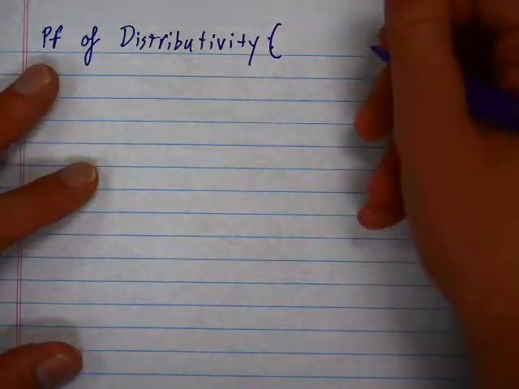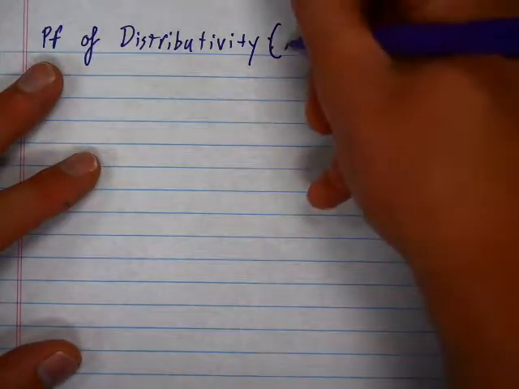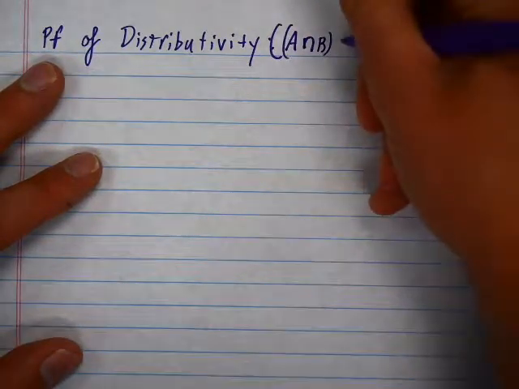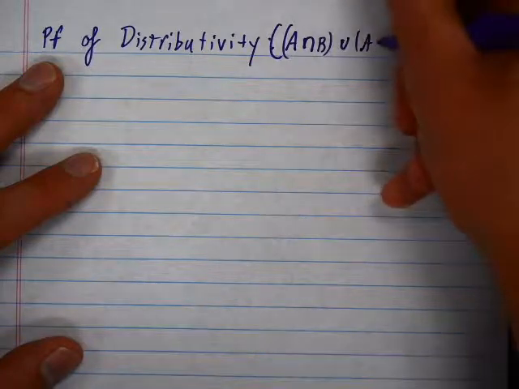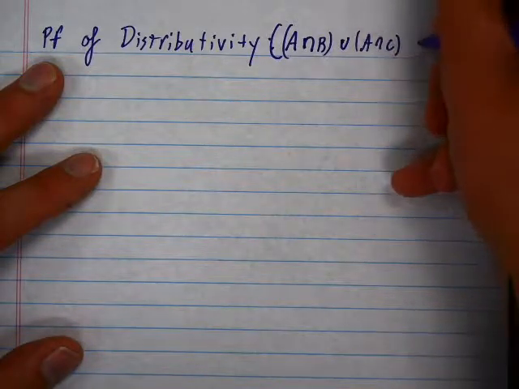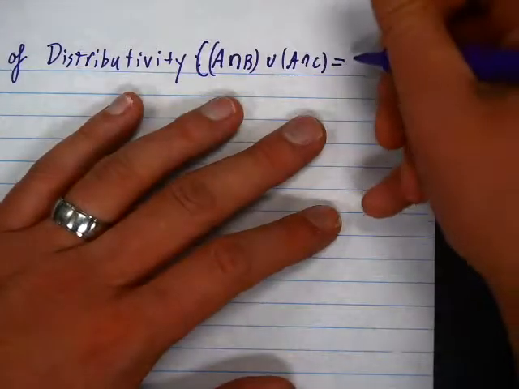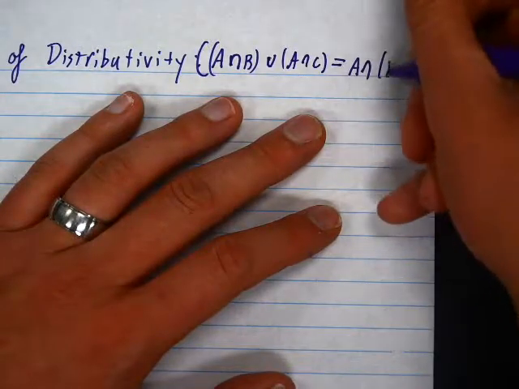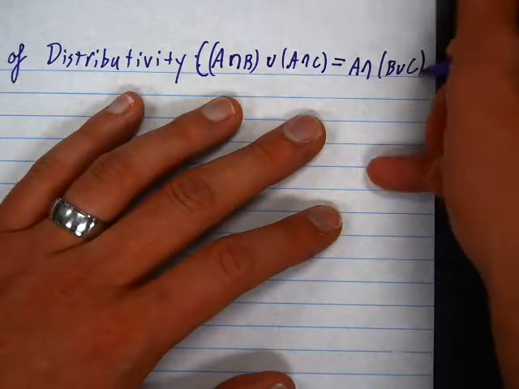And again, I'm only going to do one of the distributivity claims. Let's do A intersect B union A intersect C is equal to A intersect B union C.